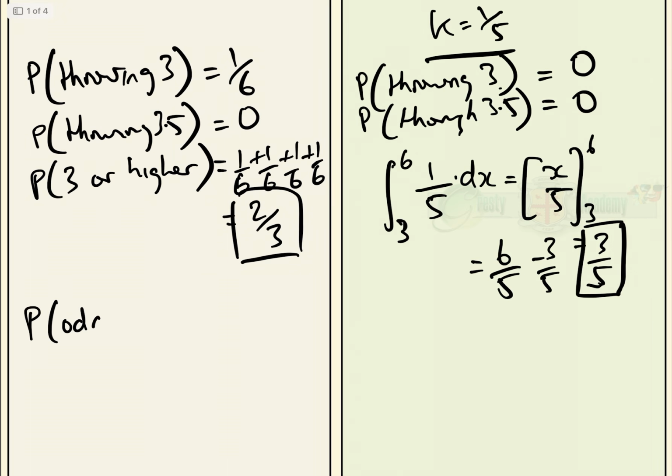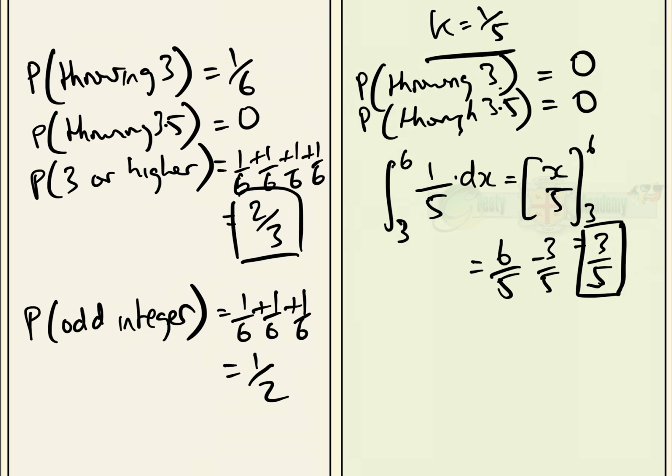The probability, for example, of throwing an odd integer equals a 6th, add a 6th, add a 6th, which is a half. And the probability of throwing an odd integer on our continuous random variable is 0, again because there are an infinite number of real numbers between 1 and 6. So the probability that it comes up exactly 1 or exactly 3 or exactly 5 is 0. Those questions do often come up in exams as well.